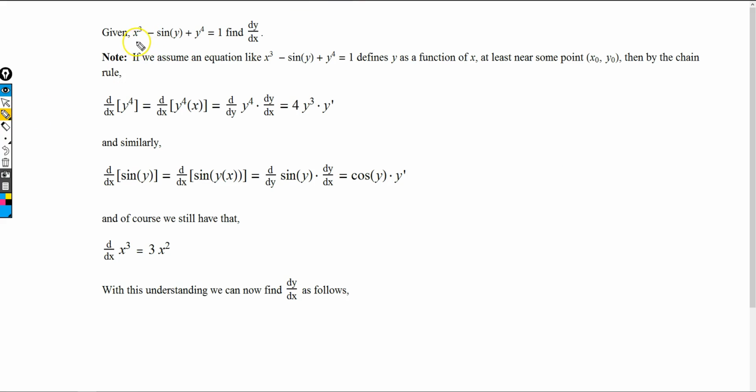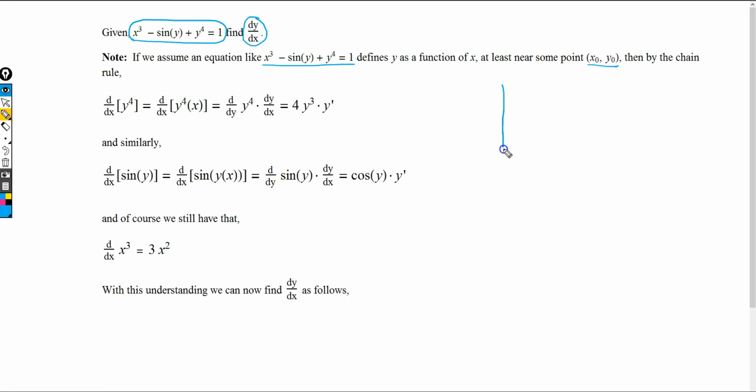So we're going to consider that equation, and now we're going to try to find dy dx. We're actually going to show how to perform implicit differentiation now. We need to make one assumption first. We need to assume that from this equation we really can find y as a function of x. Normally that's not going to be a problem. We're going to assume that we can find y as a function of x, at least near some point.